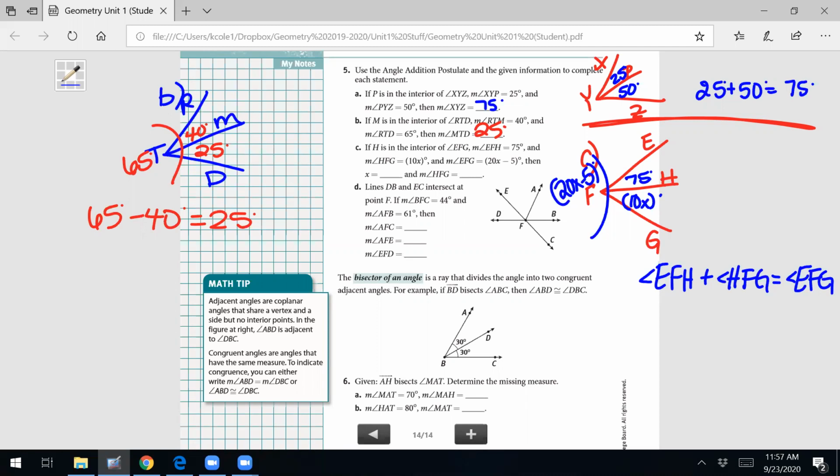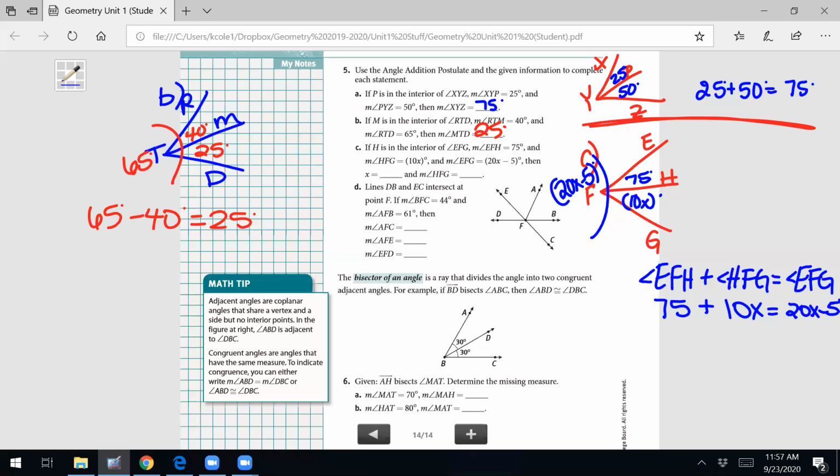Okay, so what's one of the littles? Plus what's the other one? And you don't have to worry about putting the parentheses or the degrees. None of that is going to be any kind of important when we're working this out mathematically. What's the whole angle? 20x minus 5.